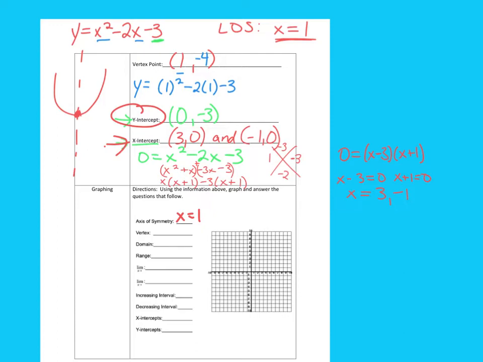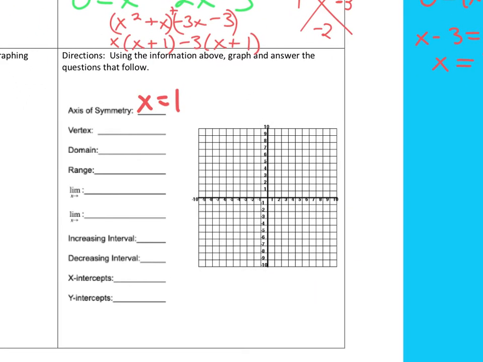So what I can do is I can go to this graph and I can go to where x is 1 and I can just draw like a dashed line just so I can see where that symmetry is. And that's going to help me know that my u needs to be symmetrical over that line. So if I get something that looks kind of funky, I probably did something wrong, okay? Vertex, what did I say that was? 1, -4. Okay, so I'm going to go ahead and plot that point as well. And I know it's always going to be on that line of symmetry.